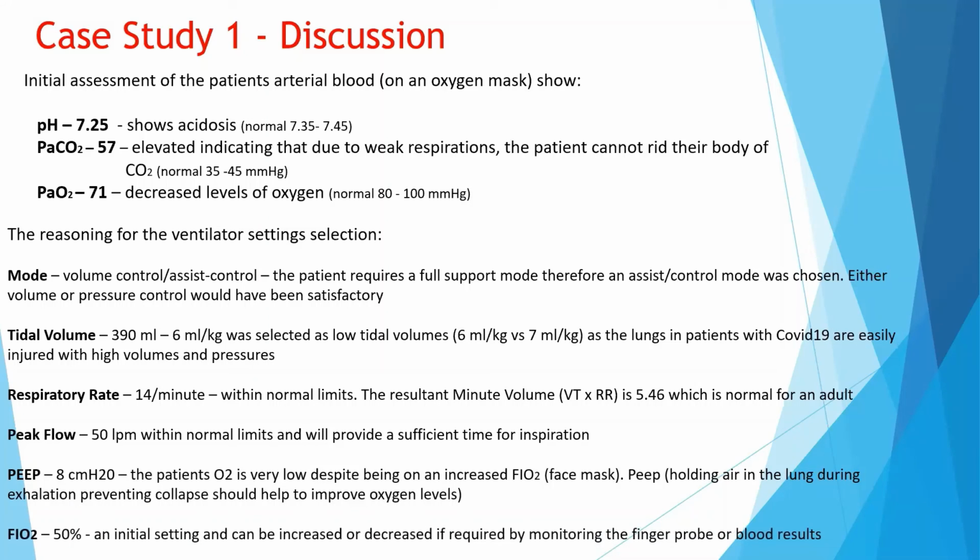An FiO2 of 50 is an initial starting point. This may need to be increased or decreased, and it couldn't be done quickly if monitoring is via a finger probe, if one is present, or by a blood result.